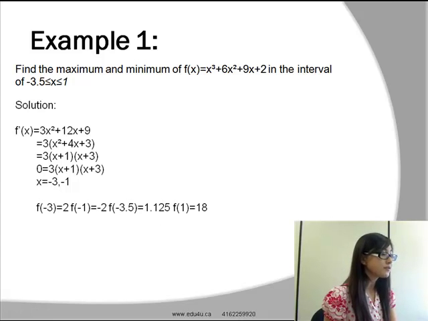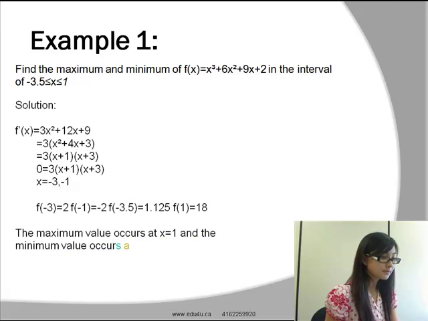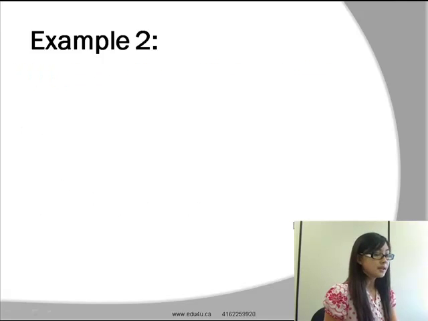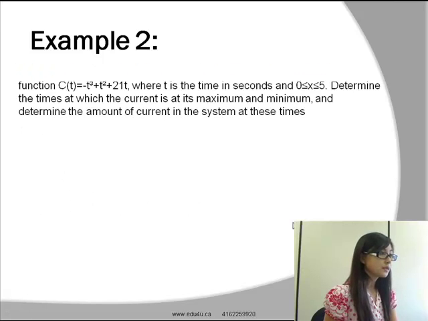After we do that, we have to compare these f of x answers. We have to find the maximum value of f of x as well as the minimum value. In this case, the maximum value is 18, and the minimum value is negative 2. So we say the maximum occurs when x is equal to 1, and the minimum occurs when x is equal to negative 1. And that will be our final answer.